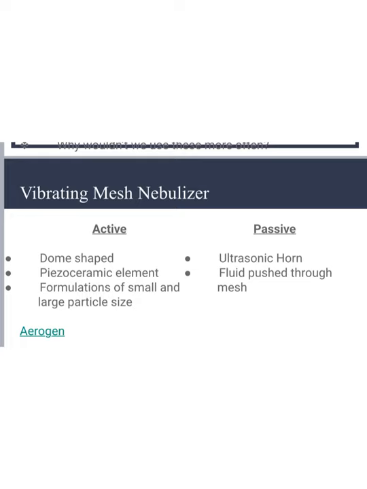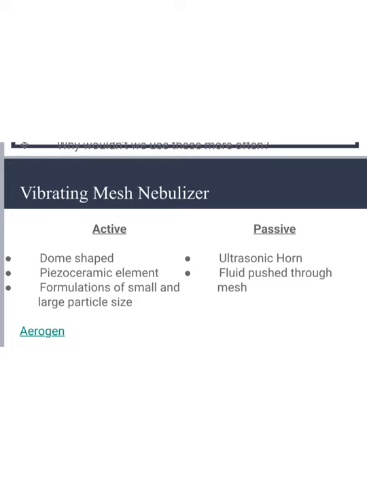So we have active. It's a plate that vibrates at 130 kilohertz, and it's a dome shape, so it's going to vibrate the liquid, the medication, so that it breaks up into particles. It also has that piezo, instead of a crystal, it's a ceramic element, and that is what's vibrating underneath the liquid to create those small and large particle sizes.